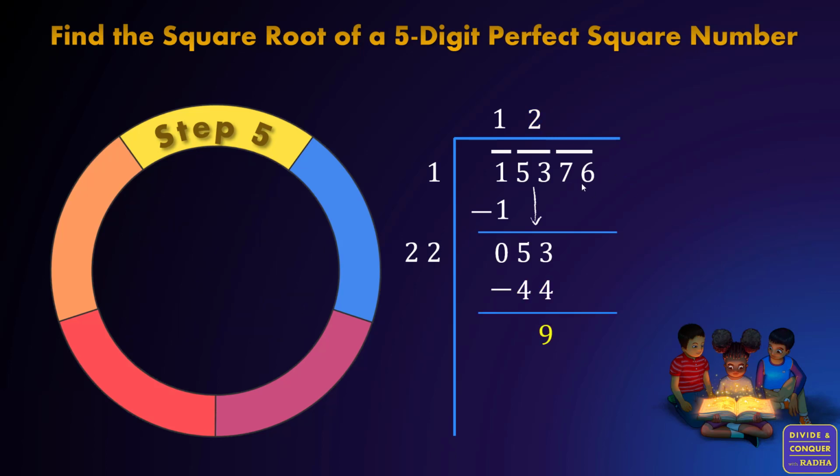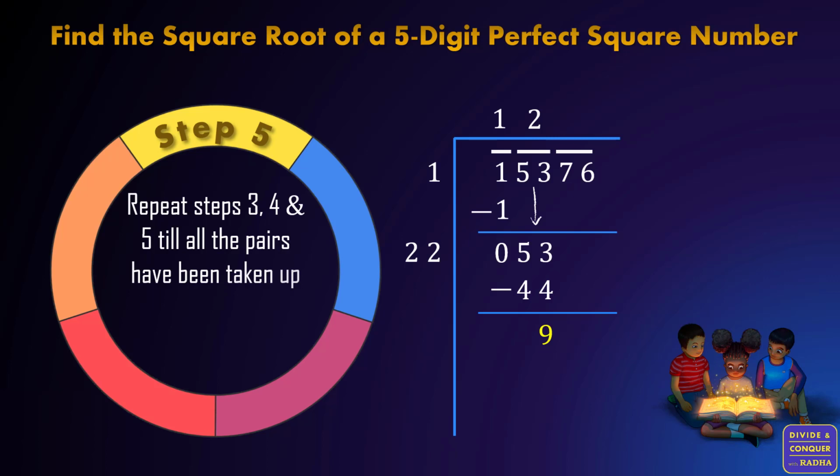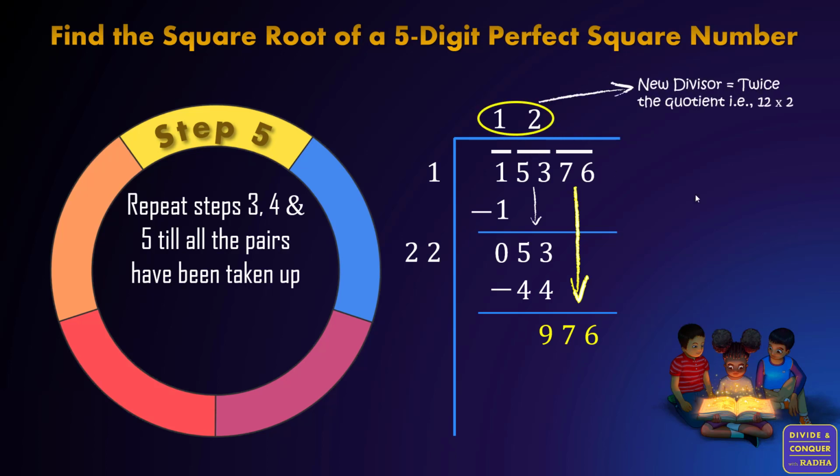Now, if you notice, we have another pair remaining. So we need to follow steps 3, 4 and 5 till all the pairs have been taken up. So let's bring down the next pair, 76. 976 becomes the new dividend, and we need to find the new divisor. To find the new divisor, we need to multiply the quotient with 2. The quotient that we have right now is 12. So 12 times 2 is equal to 24. If you notice, the units place is left blank.